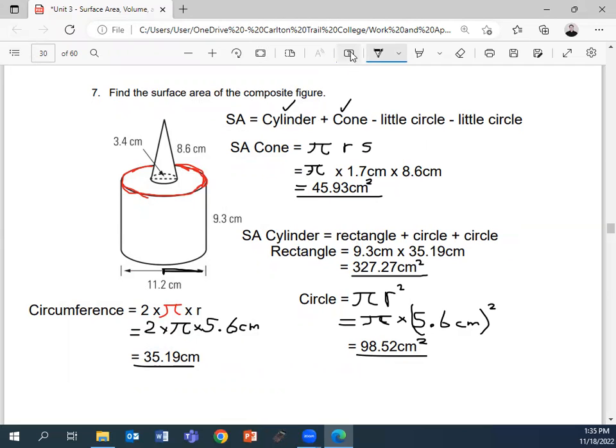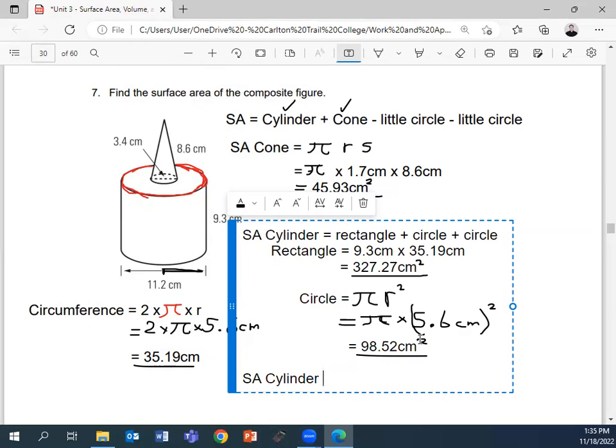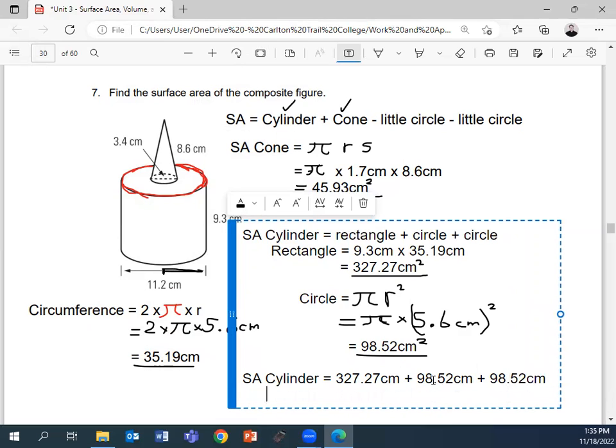So I need to go back, right? My surface area of my cylinder is the rectangle and the circles. So now I just need to bring it all back together, just add them all together. So the surface area of my cylinder is equal to the rectangle, which is 327.27 centimeters squared, plus 2 circles, 98.52 centimeters squared, plus 98.52 centimeters squared. I add all those up.